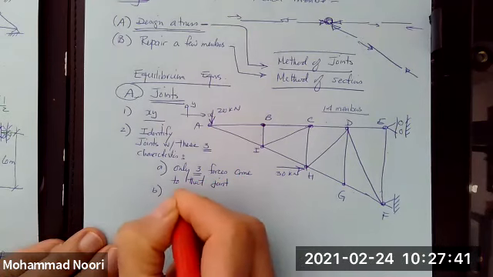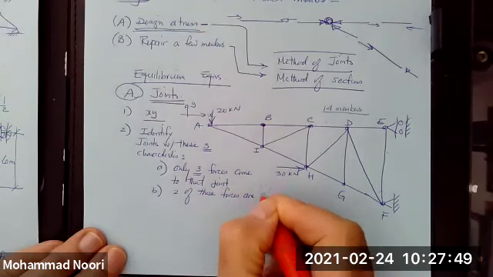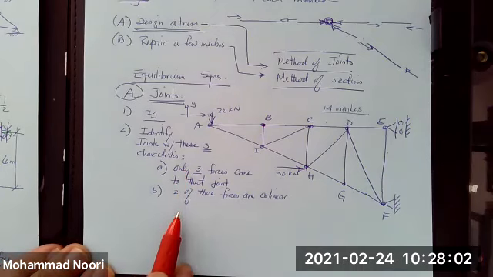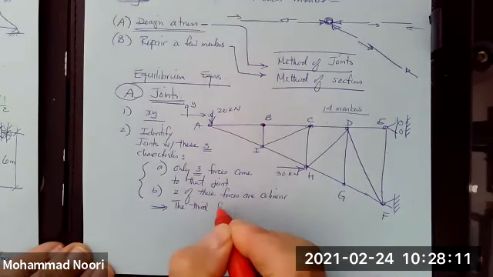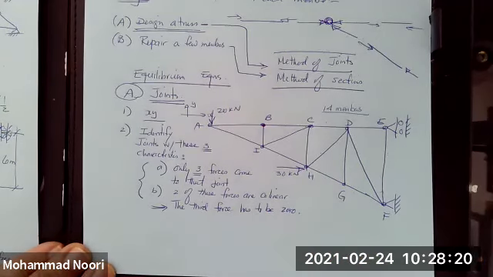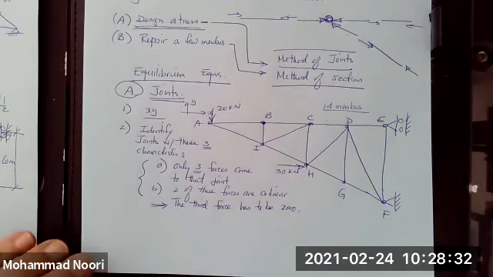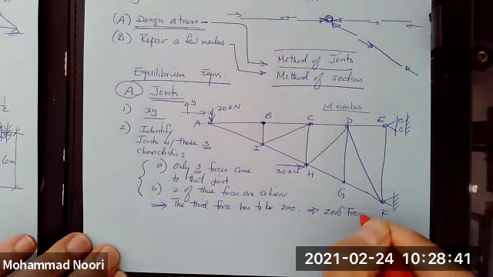B, 2 of those forces are collinear. Okay? All right. If these 2 conditions are satisfied, the third force has to be 0. What does that mean? If these conditions are satisfied, the third force, which is a force in a member, has to be 0. If the force in that member is 0, we call that a 0 force member.